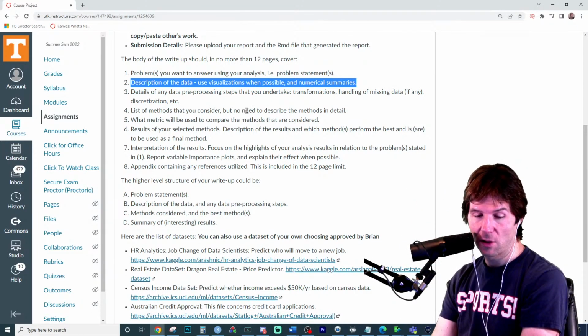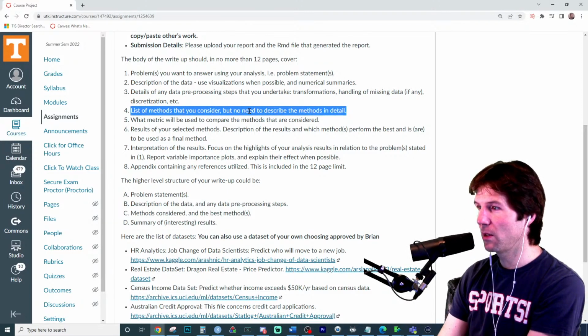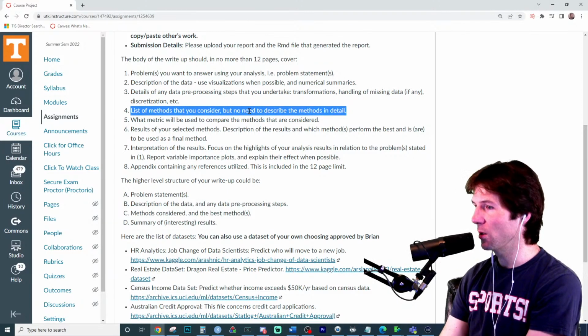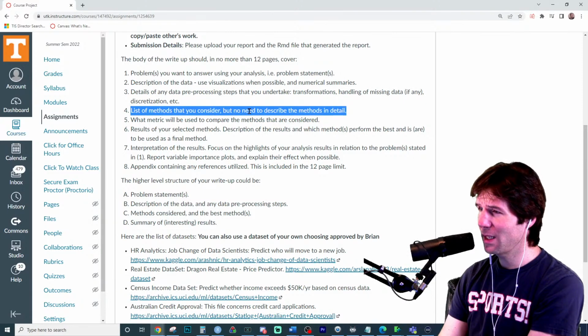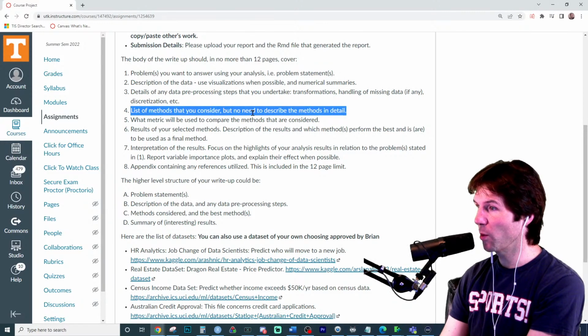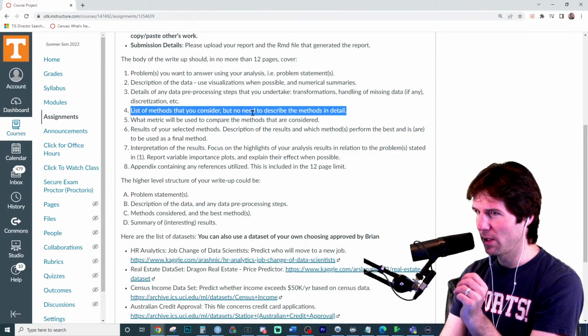List of methods you considered, but no need to describe in detail. You don't need to go into like what is support vector machine, what is neural nets. We might get to neural nets on Monday, but you don't need to go into super duper detail. I care more about how you write your report and how you present these ideas than you use high level methods and bore someone with the details.